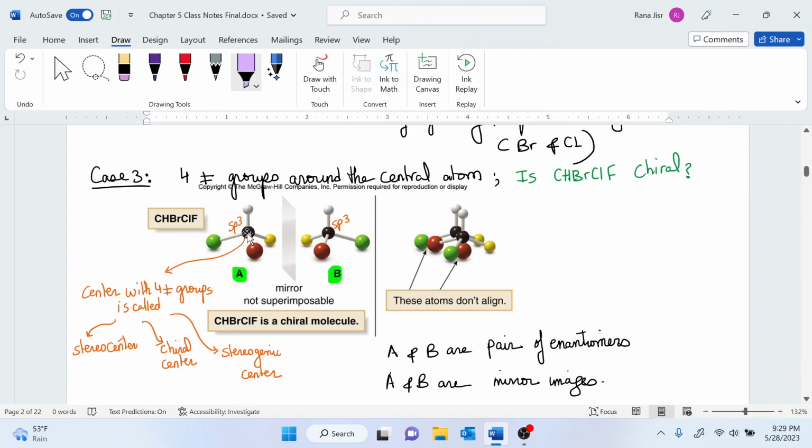Another term that we need to define is a chiral center. A chiral center is a center that is surrounded by four different groups. Another term for chiral center is stereocenter or stereogenic center. All of those have the same meaning. It's the carbon that is surrounded by four different groups. And in this case, we are looking at the sp3 hybrid carbon. So when you want to determine the chiral center, it has to be sp3 hybridized.